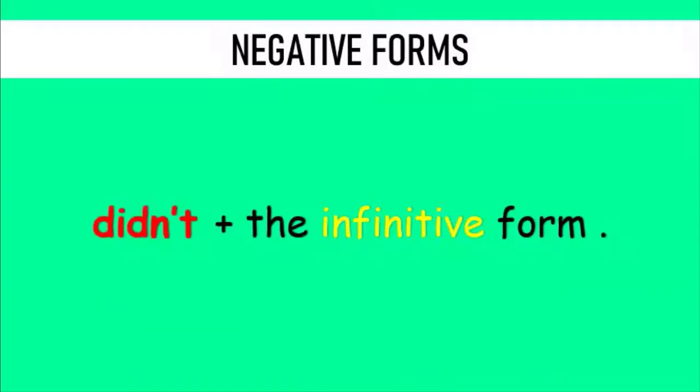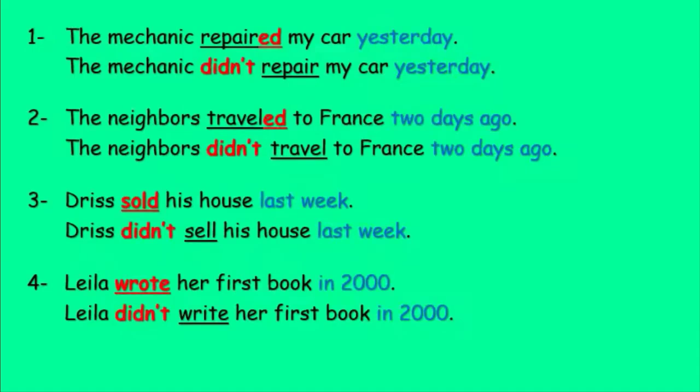Now let's move on to the negative forms of the simple past. We make the negative form of the simple past with didn't plus the infinitive of the verb. Examples. The mechanic repaired my car yesterday. The negative form: The mechanic didn't repair my car yesterday. You can see that we have didn't plus the infinitive of the verb repair.